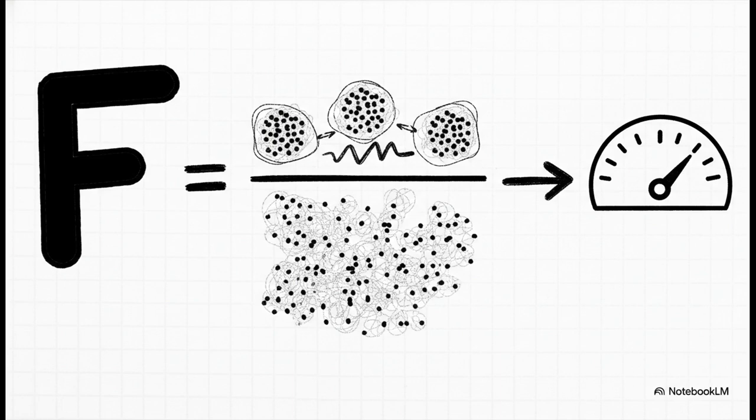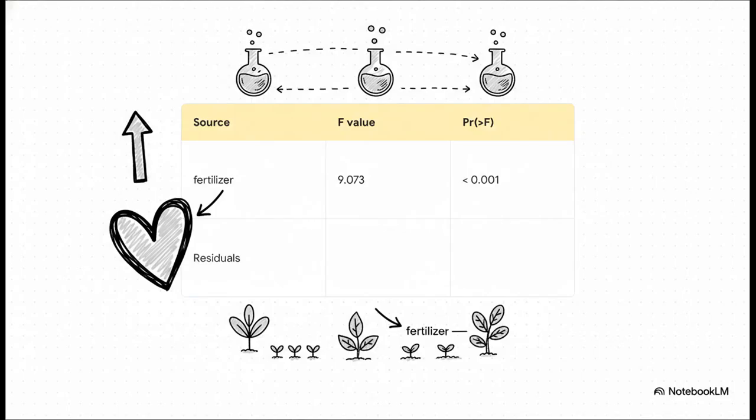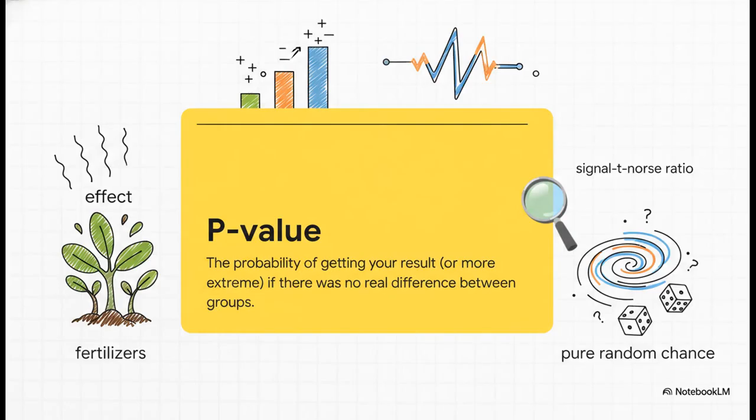Simple as that. So when you run this test in your software, you're going to get a little table that looks something like this. You can see the F value right there for our fertilizer. But the number we really care about, the one that tells us the final answer, is right next to it. And that number is the p-value. The p-value answers a very specific, kind of backwards-sounding question. It asks, okay, let's pretend for a second that our fertilizers actually have no effect at all. What is the probability that we'd see a signal this strong just by pure random chance?